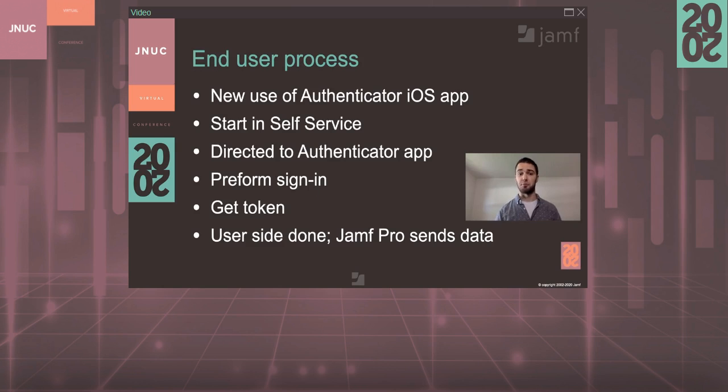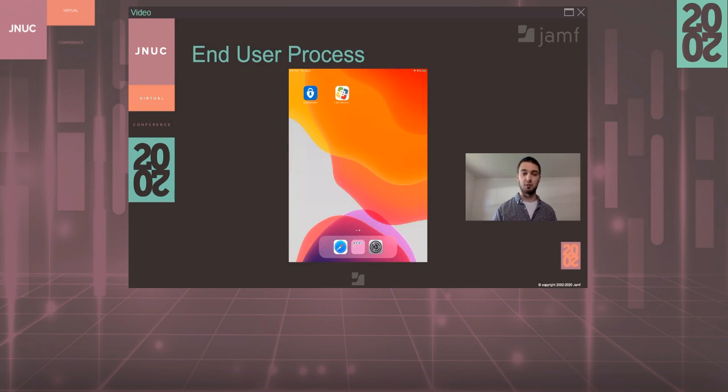So the new end user process, it's similar to what we saw on macOS, but with actually a few less steps. So we're using the Authenticator app in this new function. It's going to start with self-service. The user will be directed to Authenticator app. They'll go ahead and perform their sign-in. They'll get a token. Once that user side action is done, Jamf Pro will send the data. So what does that look like?